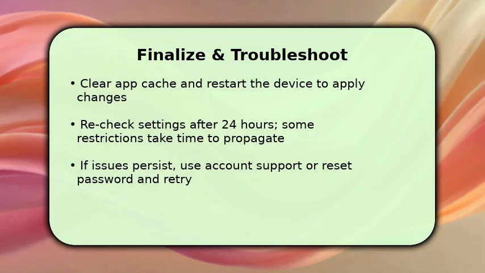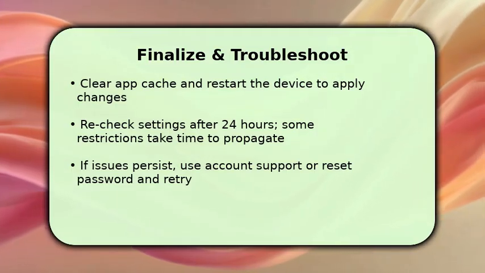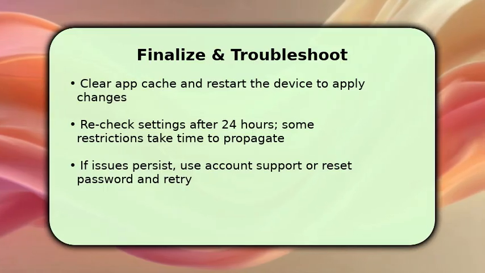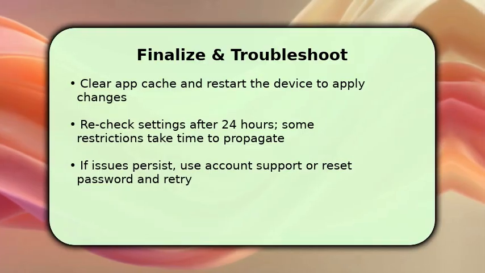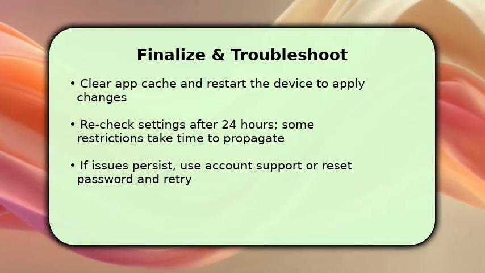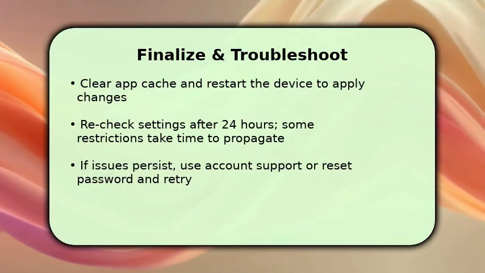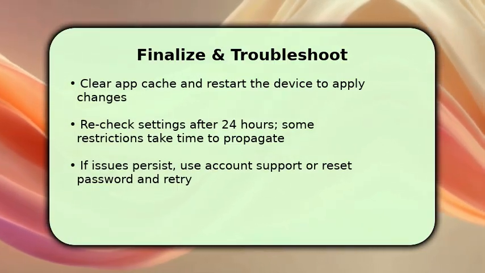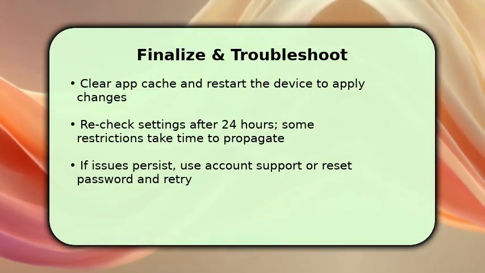To finish, clear the app cache and restart your device so changes fully take effect. Cached policies can reappear until the app reloads fresh. Once done, recheck your privacy and permission settings after 24 hours because platform-side updates sometimes propagate slowly. If a restriction remains or settings revert, reset your password, re-enable 2FA, and contact TikTok support with concise details.